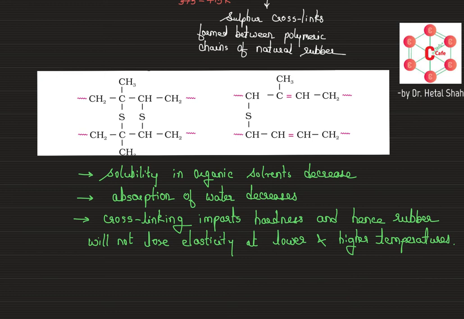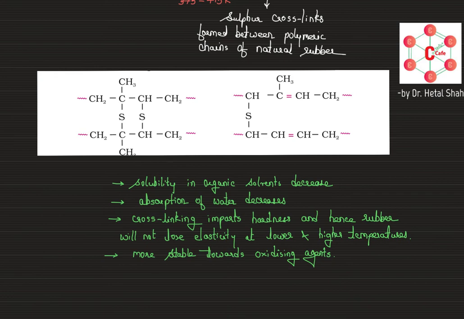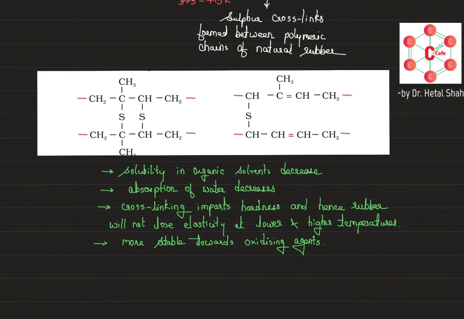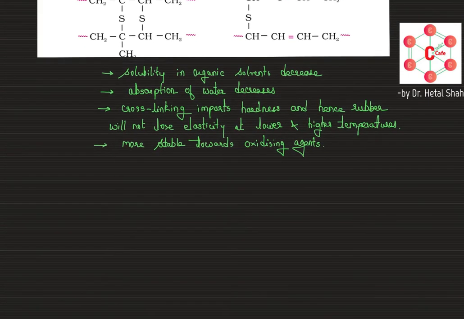Again, the double bonds are lost because any oxidizing agent would attack the double bonds. Most of these double bonds are removed in crosslinking, so it is more stable towards oxidizing agents. So these are some of the properties which are acquired by natural rubber when you perform vulcanization. So it's a huge improvement in the properties.